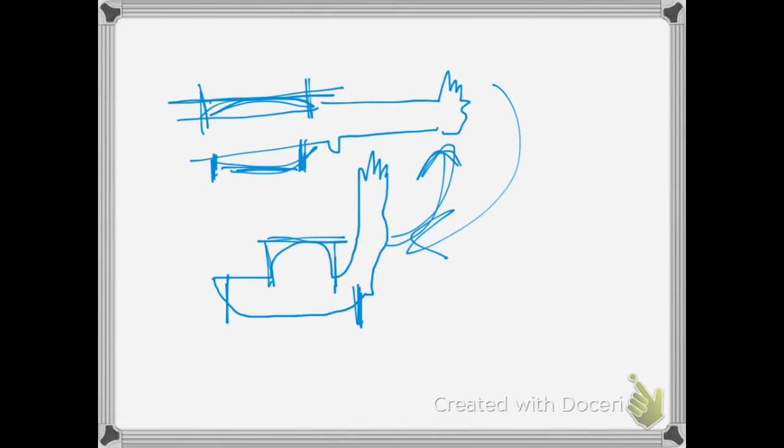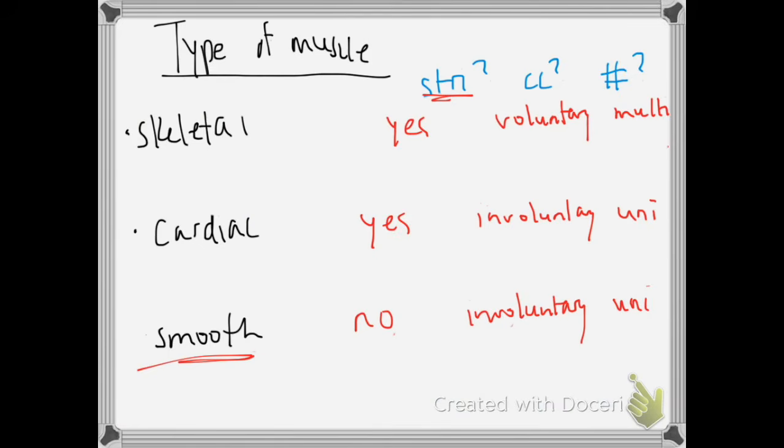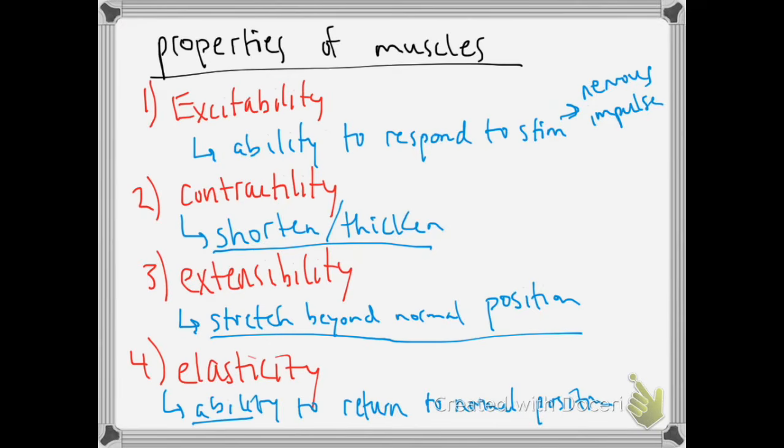So as I flex my bicep, I'm going to contract it, shorten it, and thicken it. At the same time I'm flexing my bicep, I'm extending my tricep. And then with both of these, we want to go back to original position. So we want to relax that bicep and then put this tricep back into normal position. So those are your 4 properties of muscle. Right here, this is an example of skeletal muscle. But every single one of the muscles, both skeletal, cardiac, and smooth, have these properties.